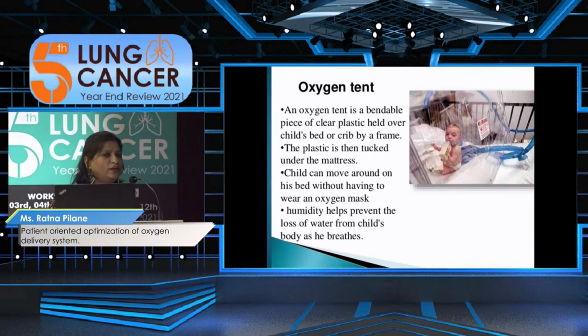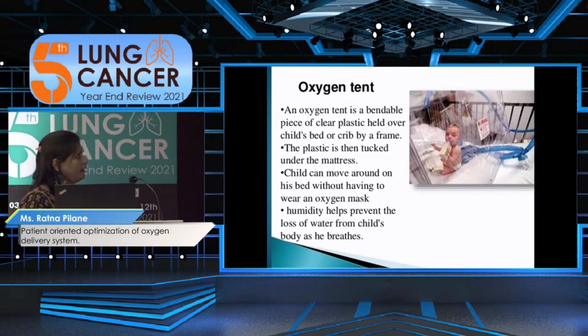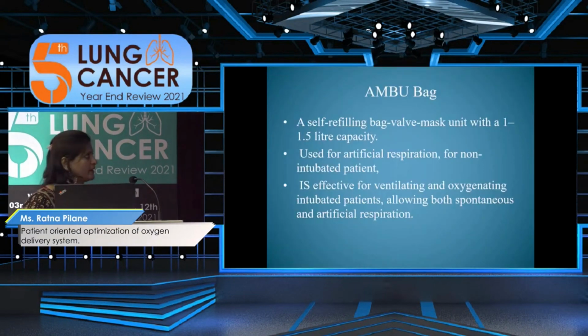Then the oxygen tent. An oxygen tent is usually used in hyperbaric oxygen therapy. An oxygen tent is a bendable piece of clear plastic. See, this is clear plastic which holds the whole baby, and that plastic is tucked under the mattress, so the baby will get the oxygen. The child can move around in the bed also, and it is humidified, which prevents loss of water from the child's body as he breathes. Then the AMBU bag.